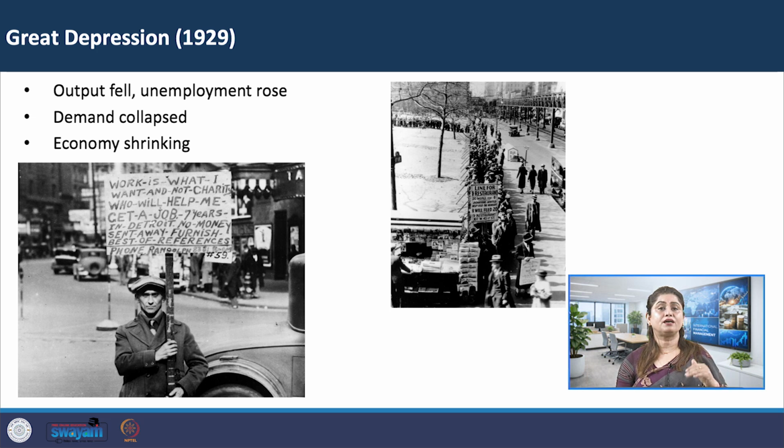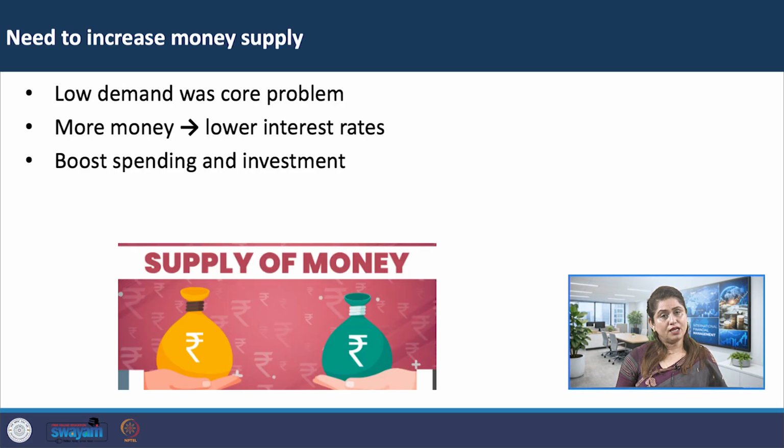Then came the Great Depression in 1929, which made the situation even worse. During the Depression, economies were shrinking, businesses were closing, and unemployment was rising. Ideally, the government should have increased the money supply to support the economy. When the economy is shrinking, the main problem is low demand. People are not spending, businesses are not investing, and production starts falling.